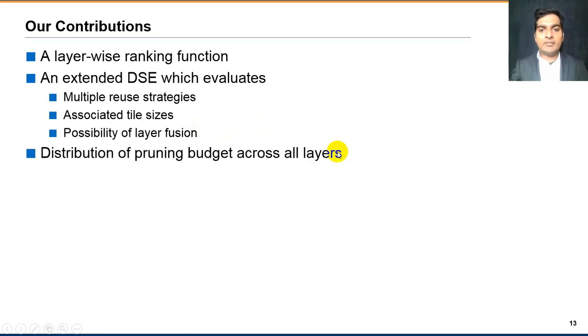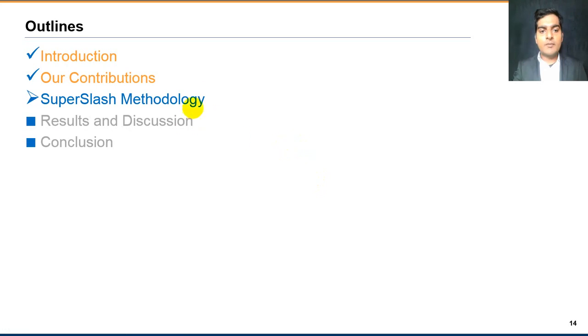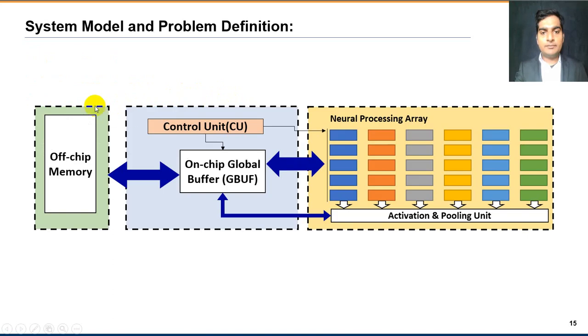Provided an accuracy constraint, it distributes the available pruning budget across multiple layers of a DNN model by incorporating the proposed ranking function for a predefined on-chip buffer size. Now we come to the SuperSlash methodology. The SuperSlash methodology supports the generic architectural topology of various on-chip deep learning accelerators.